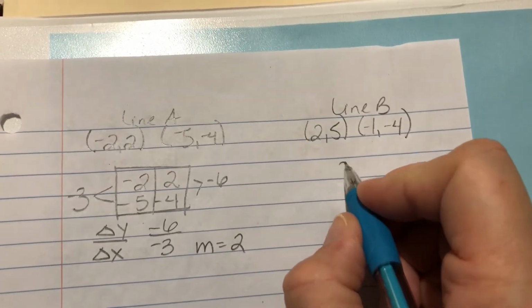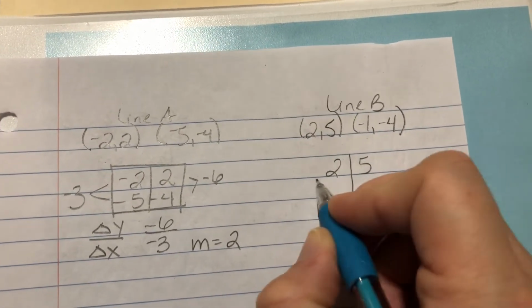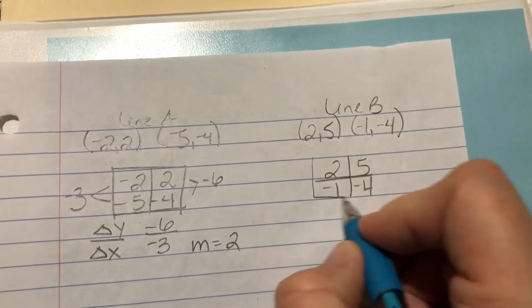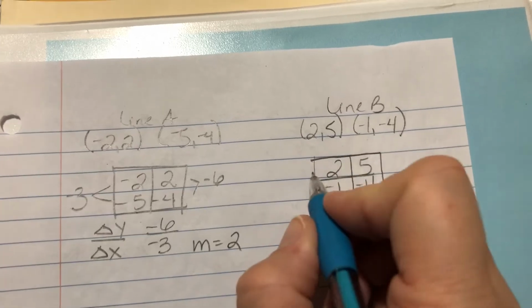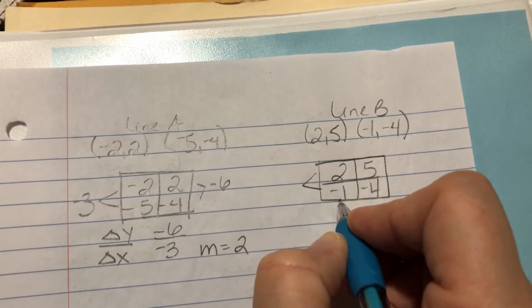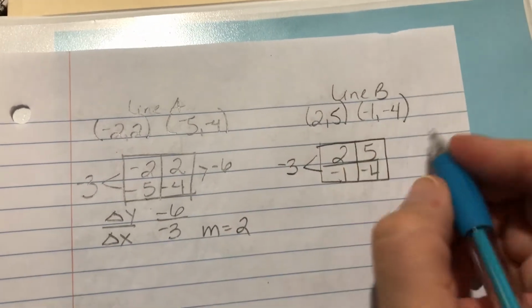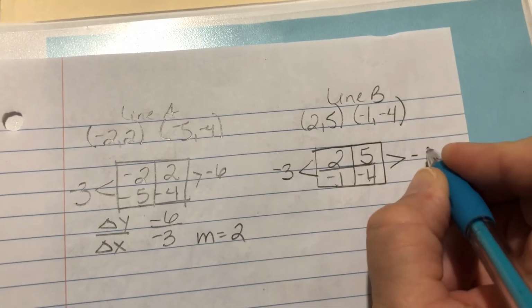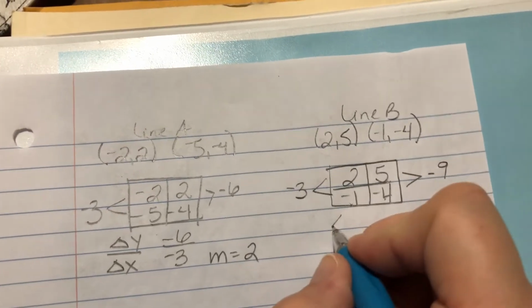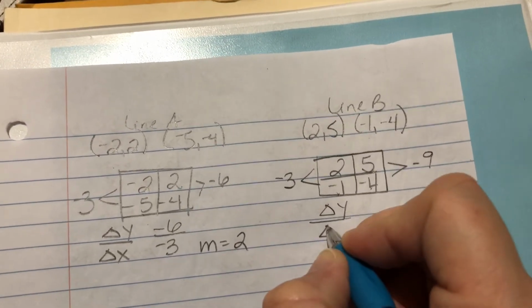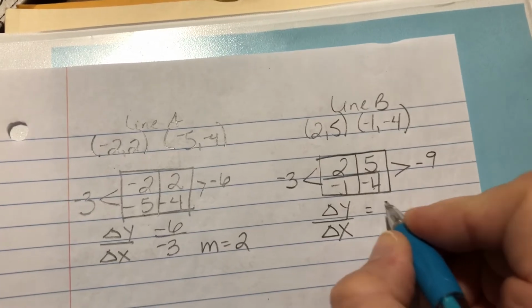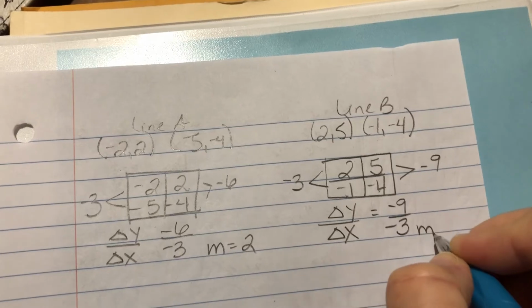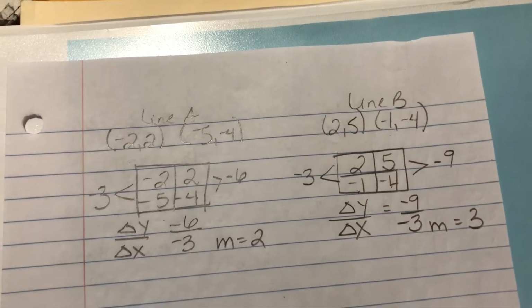I'm going to follow that same process for line B. I'm going to go ahead and find slope. Again, I'm going to use the table format using the 2, 5 and the -1, -4. The change in x from 2 to -1 is a -3. From 5 to -4 is a -9. Change in y over the change in x gives me -9 over -3 for a slope of 3.